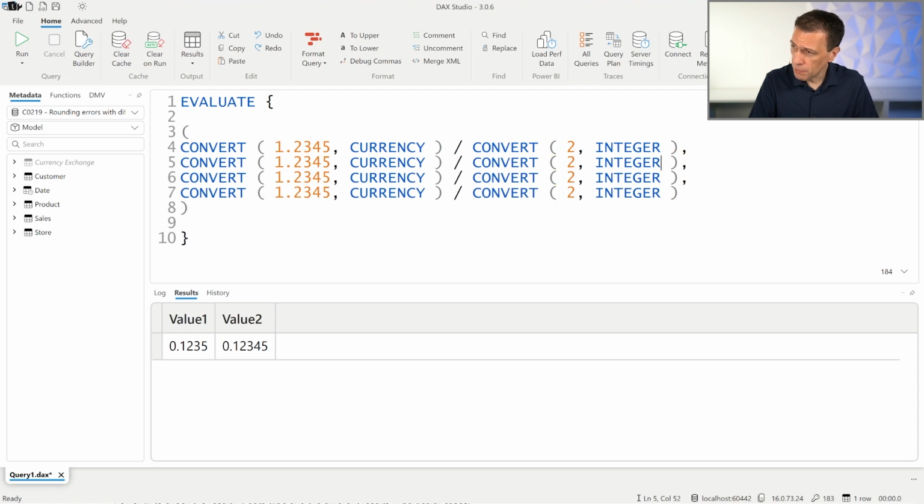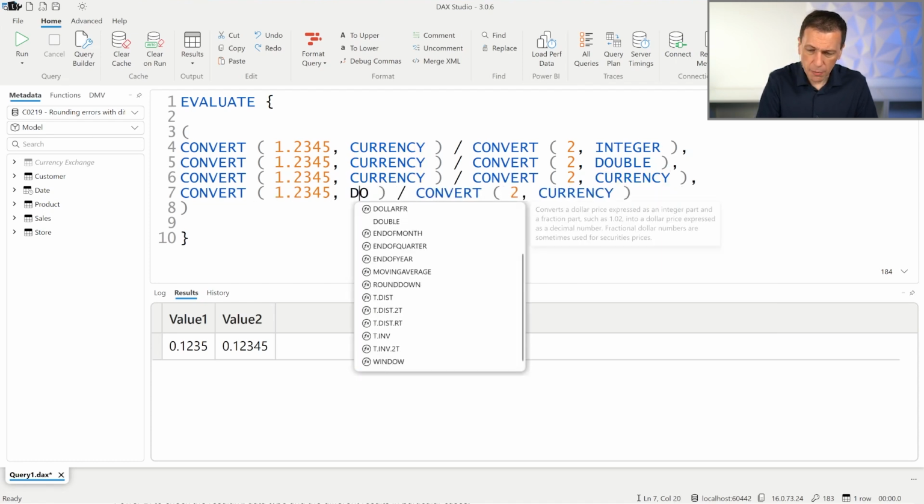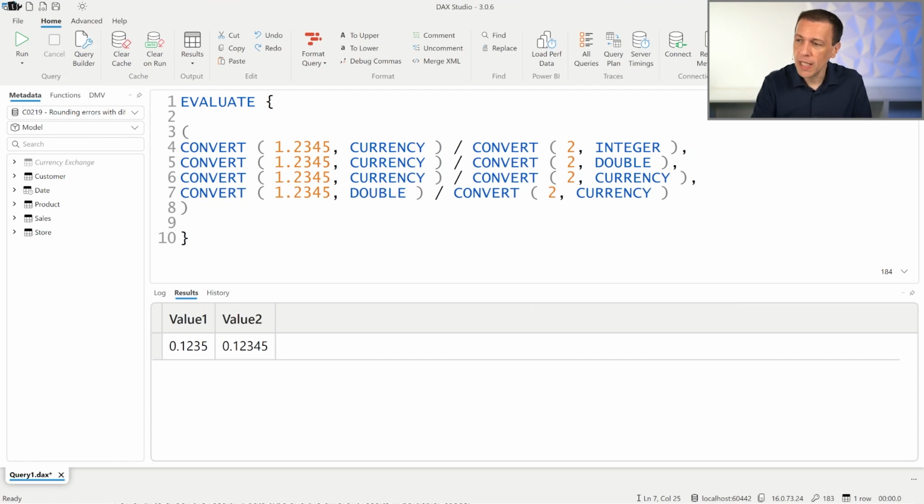So let me prepare this. We want to see what happens if I divide a number that has 4 digits, the same number we have seen before, by 2 using the data types we have available. Actually, the 3 data types we have available. So we start with an integer, we try also the floating point, and we try with the currency. But we also want to try the division where the currency is at the denominator, and at the numerator we have a double. We cannot have an integer with the decimal part. So this way we see what happens when we have more or less all the possible variation of currency and other data types in a division.